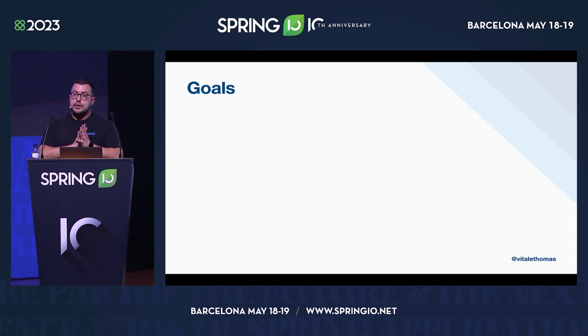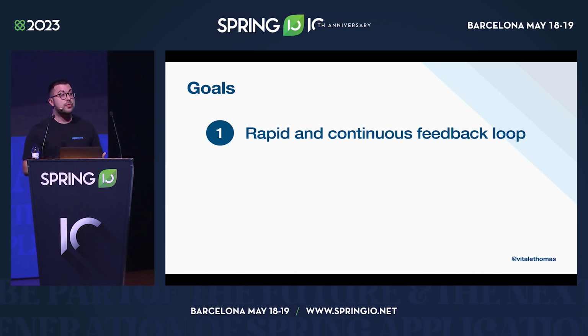So for today, I have 3 main goals while analyzing how to improve the developer experience when we work with Java and Spring Boot on top of Kubernetes. And the first goal is that I want to achieve a rapid and continuous feedback loop. I don't want to be slowed down while I'm iterating through my code, implementing new features, fixing bugs.